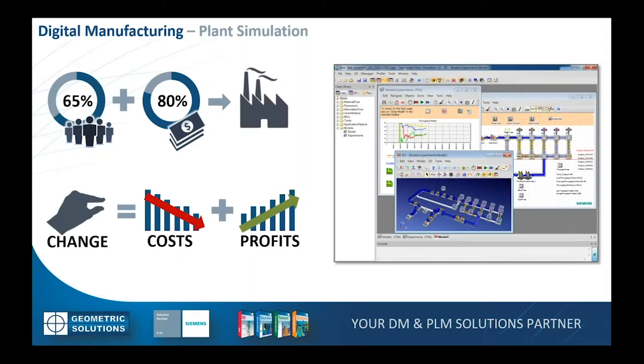So if you're on the left here, 65% of your people and 80% of your costs is in the plant. That's not where I want to find my problems. I want to find them earlier. A little bit of change up front will minimize my costs and increase the profits using these kinds of tools.